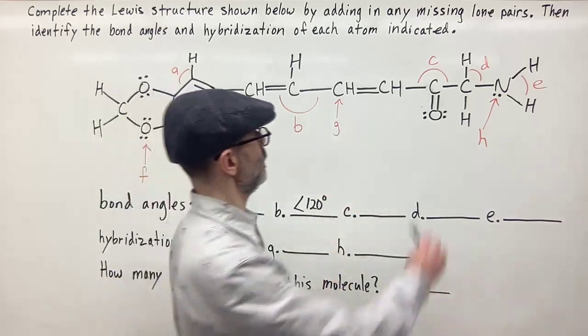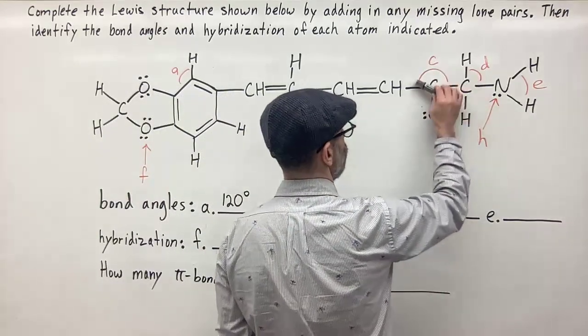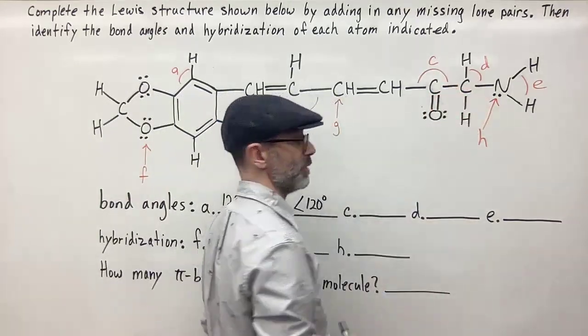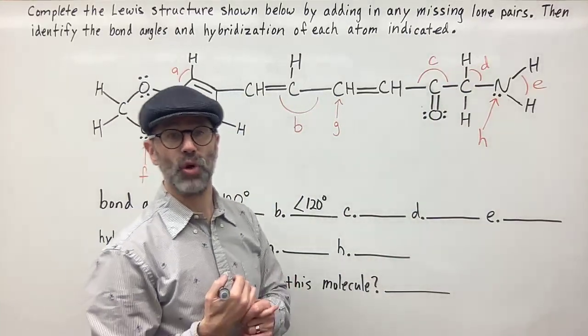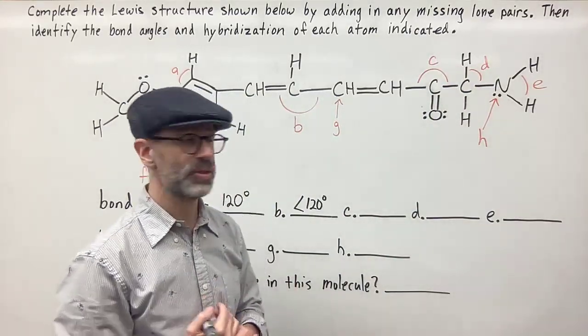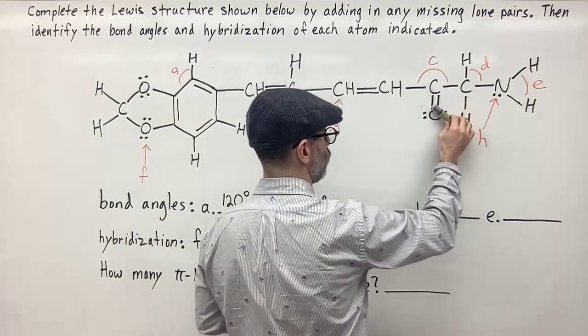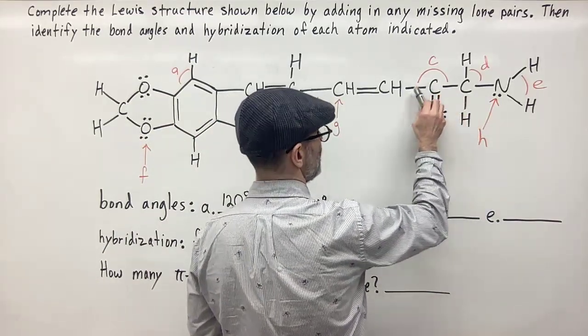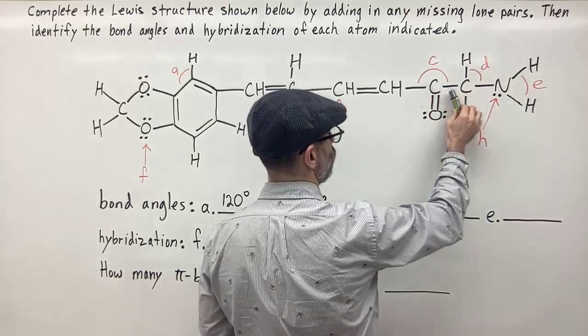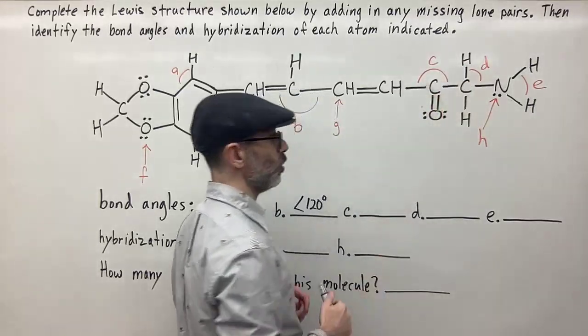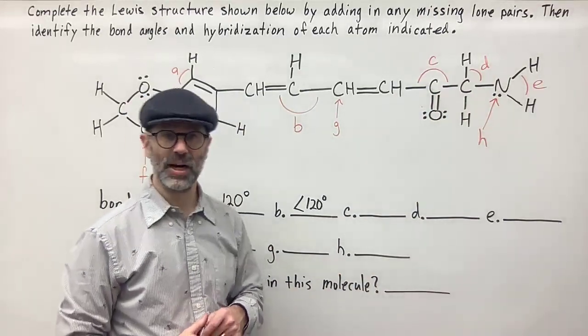C, we have this angle here that we want. Again, our central atom is carbon. We're going to count the total number of electron groups. So the double bond here is 1 electron group. This single bond is a second one, and this single bond is a third one. So we have 3 total electron groups around that carbon.